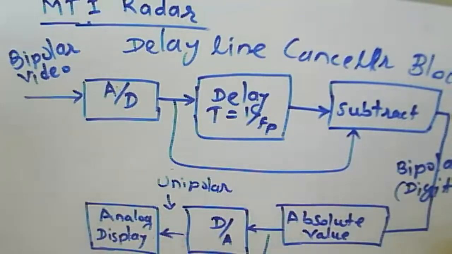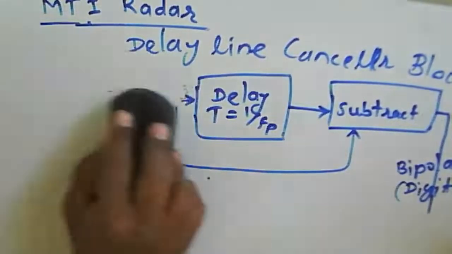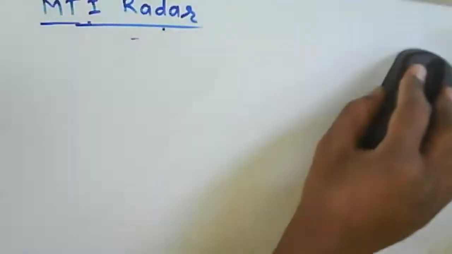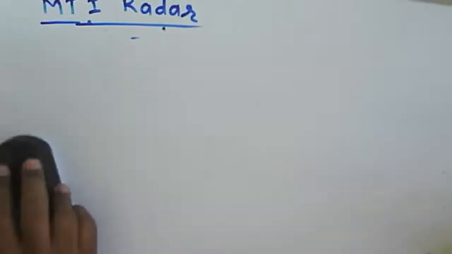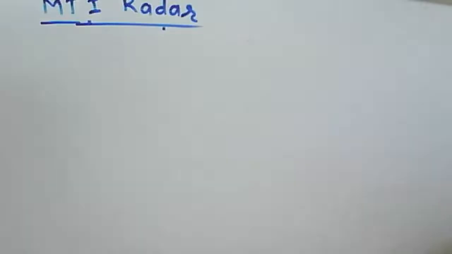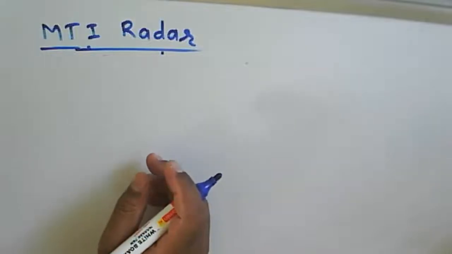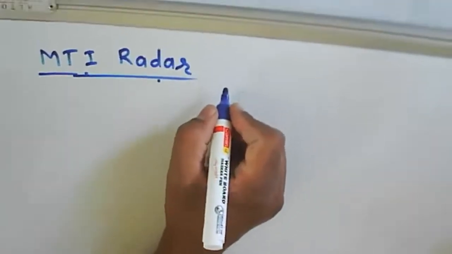So there are displays, analog display or digital display. There are a lot of devices available that can display the unipolar video as well as the bipolar video. It is not necessary that it displays only the unipolar one. A lot of displays are available, and they are able to display the target there. Okay, moving to the next one.